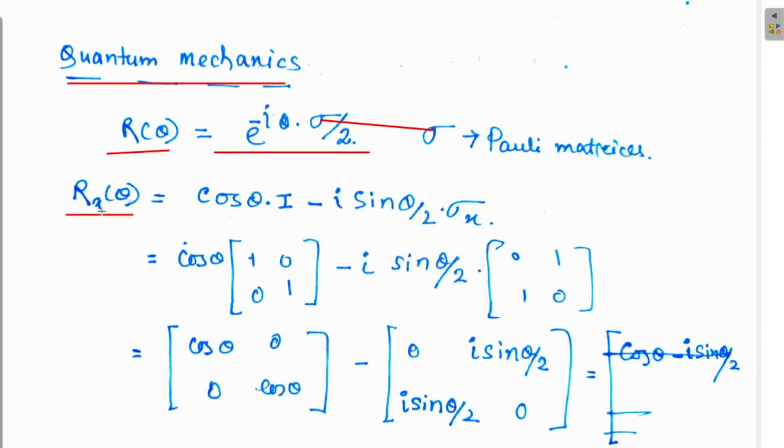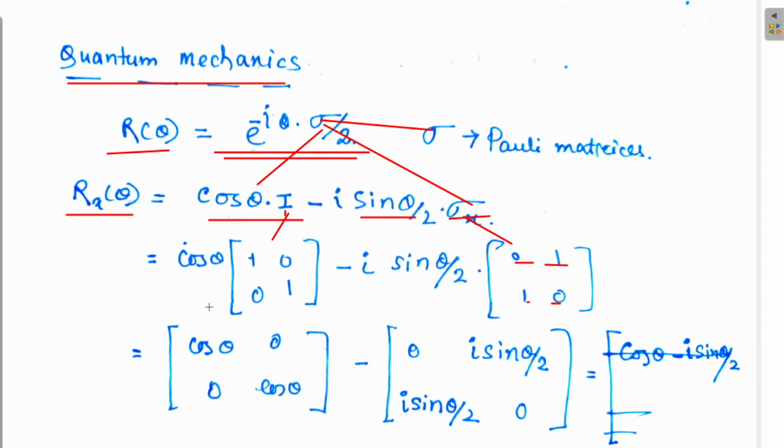So if we want to calculate the rotation matrix about the x-axis, then we'll just replace the sigma with sigma x, right? So using the property of the Pauli matrices, we can write it like this: cos theta over 2 multiplied by the identity matrix minus iota sin theta over 2 multiplied by sigma x. Then we substitute the value of the identity matrix here and the first Pauli matrix here: 0 1 1 0.